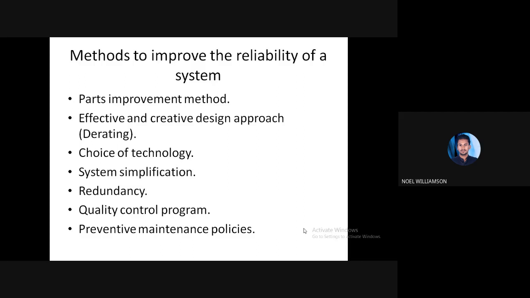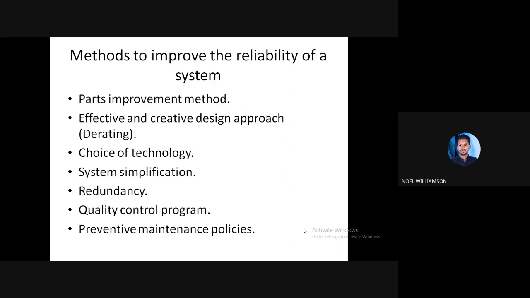Next, quality control program. We have already seen various quality control programs, done by the safety and quality policies, quality control staff and all. Using good quality control programs, inspection and acceptance sampling procedures, these can help in increasing the reliability of any production.